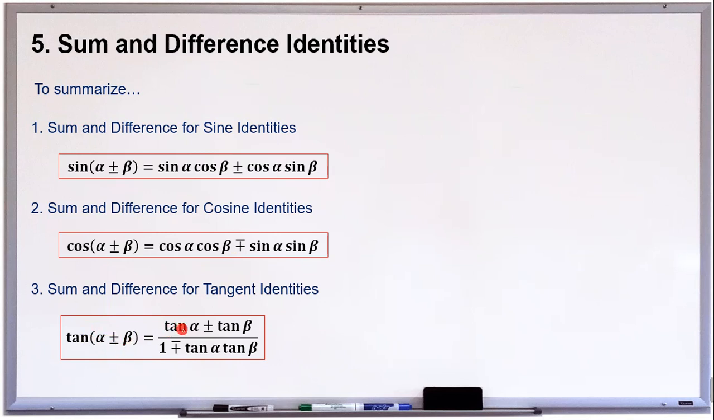And then for the tangent, you have tangent of alpha plus or minus beta. So you will have tangent alpha. In the numerator, you have plus and minus. But in the denominator, you have minus plus. Because for the sum of two angles in tangent, the denominator is negative. However, if we have the difference of the angles, only the numerator becomes negative, but in the denominator, the sign that exists between these two terms is now positive. So try to comprehend these three sum and difference identities for sine, cosine, and tangent, because these are very useful.